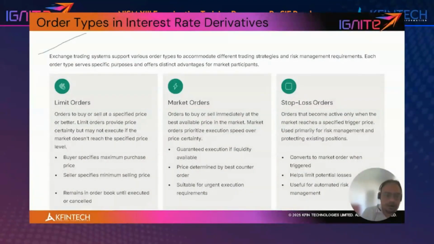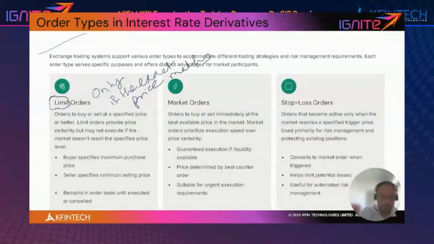Now, what are the different order types? First is the limit order. As the name suggests, limit. Limit means it will execute only if the exact price matches, or if it's favorable.